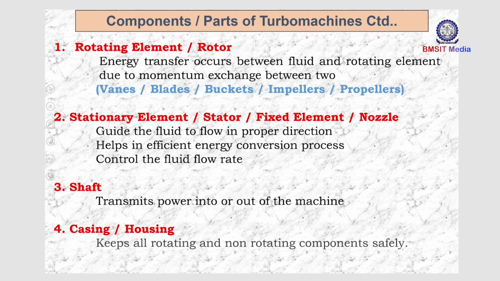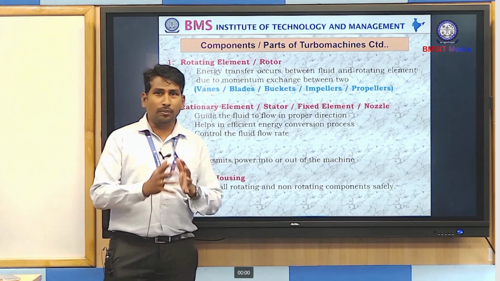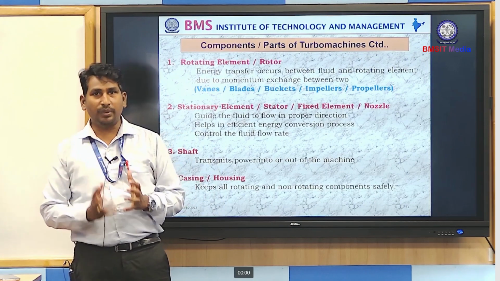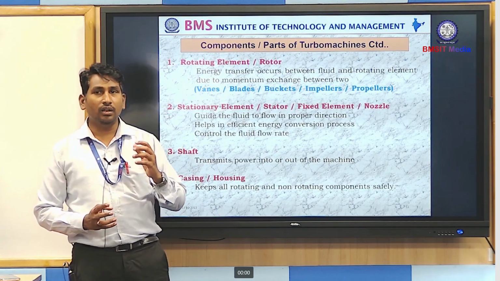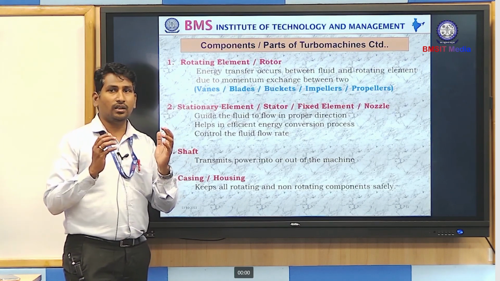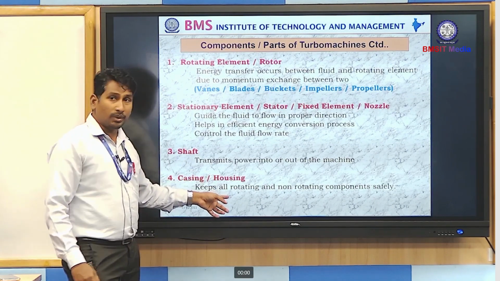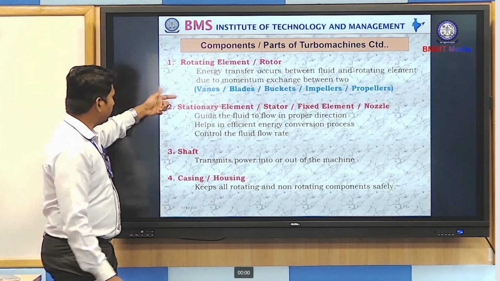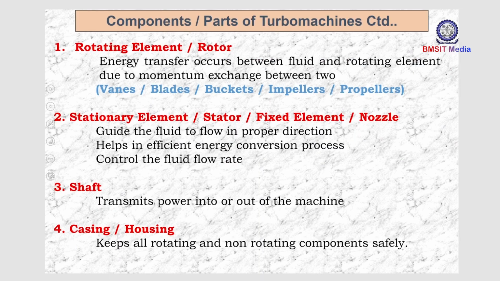What is the purpose of a casing or housing? It keeps all the components within the specified space. So it is called a casing or a housing. The fluid will also be within the specified space, and it is not mandatory for all the machines. Again, I will come back to the figure so that you can understand all these components easily.